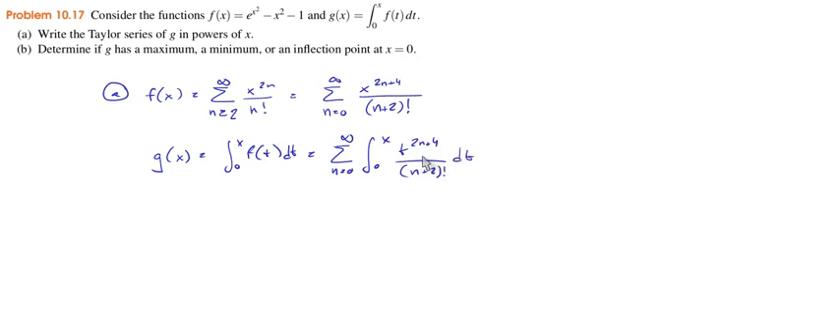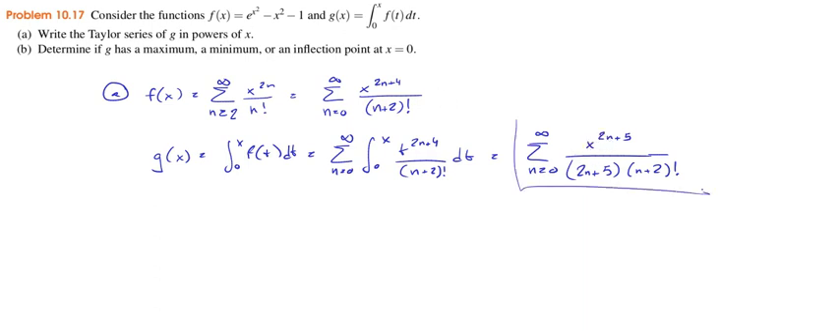And now we have this integral, right? This is the sum from n equals 0 to infinity of x to the 2n plus 5 divided by 2n plus 5 times n plus 2 factorial, right? Evaluated at x minus 0, but at 0 it is going to be 0, and then we get x to the 2n plus 5. This is the Taylor series of g.